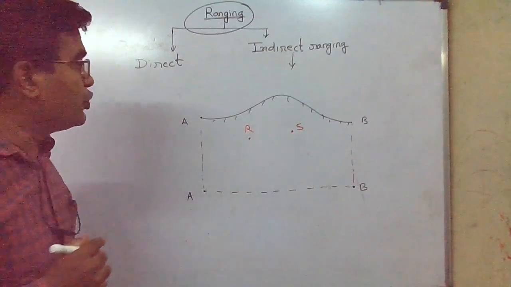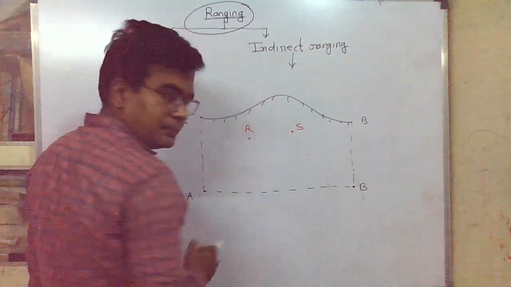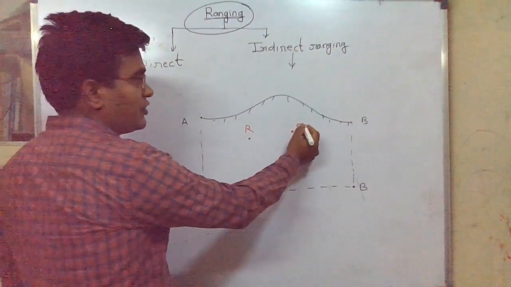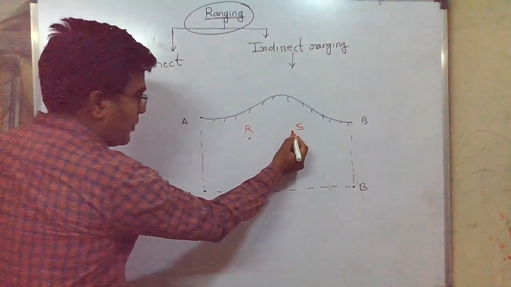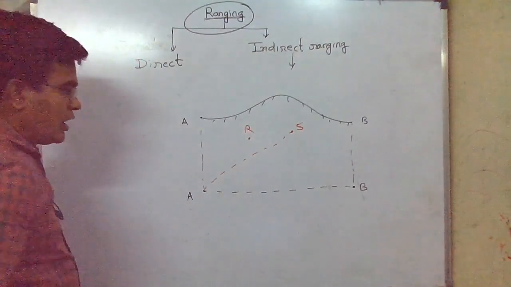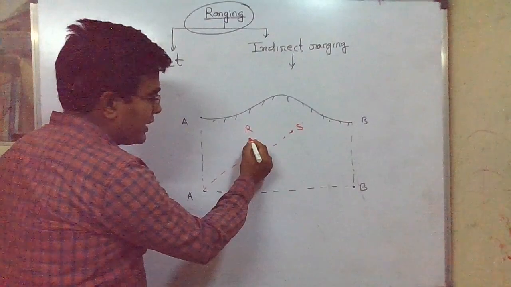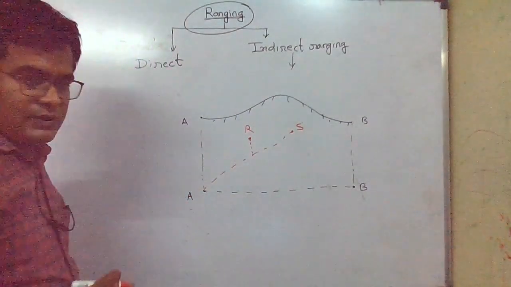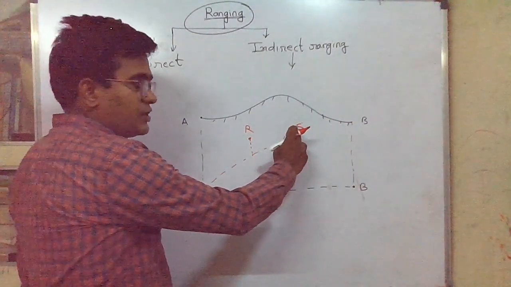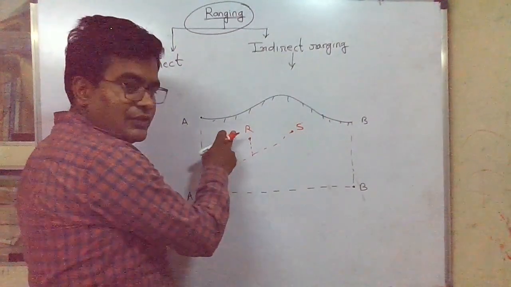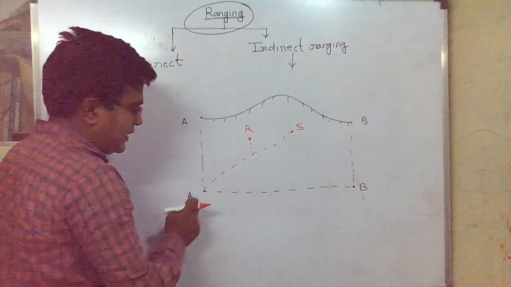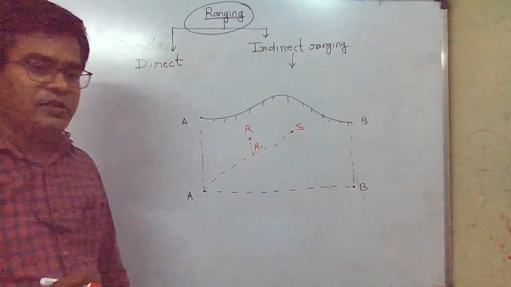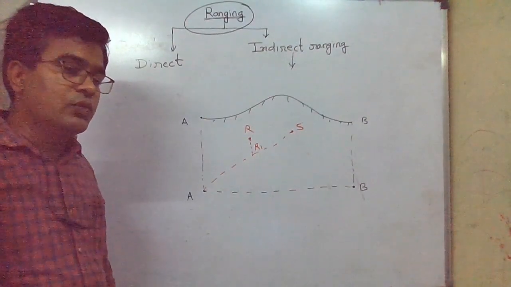Two chainmen will hold the rods at stations R and S. The chainman at S will stand behind rod S at a distance of 2 meters, see station A, and direct the chainman at R to be in this straight line. This chainman at S will ask the chainman at R to follow this line, so that at this new point, R1, A, R1, S will be in a straight line. We are going to do direct ranging here a number of times.